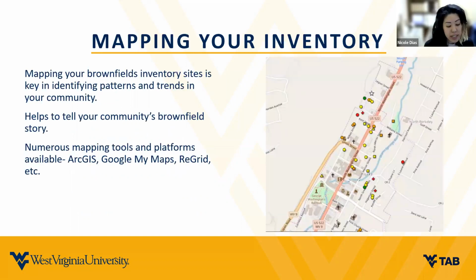Once we collect all of the information for our inventories, we will identify the locations of each of those properties on a map, and we have numerous mapping tools that can be utilized. There's ArcGIS, there's Google My Maps. We at the Brownfields Assistance Center have access to a paid data collector called Regrid. By mapping and inventorying your sites, you're able to really tell if there is a large concentration of brownfield sites in one location, if they're located near possibly schools or neighborhoods.